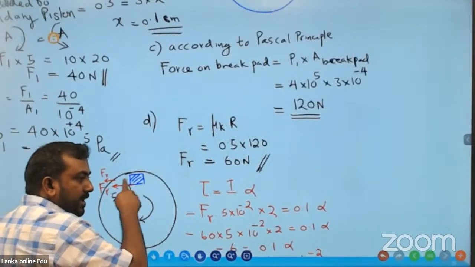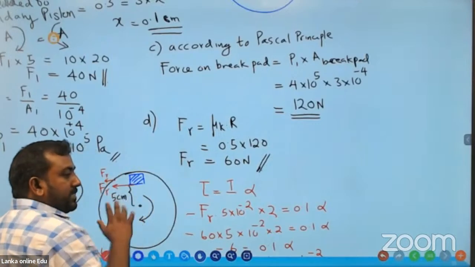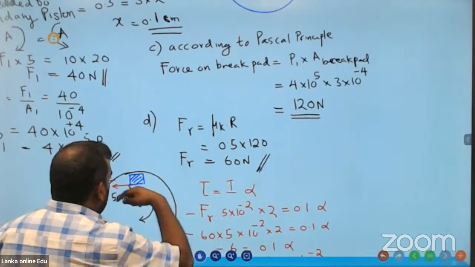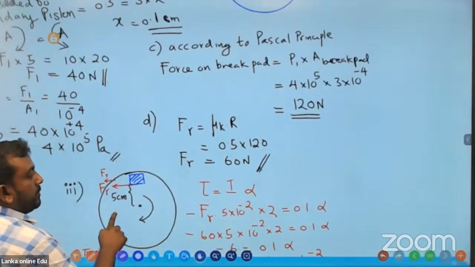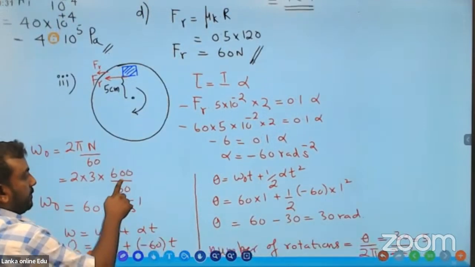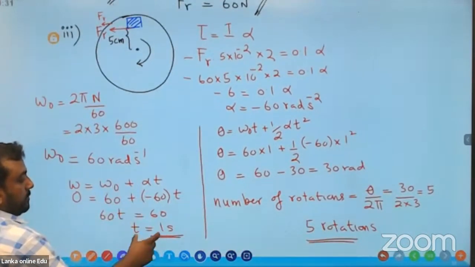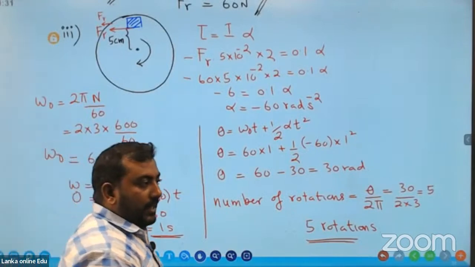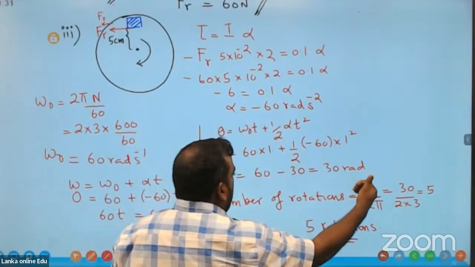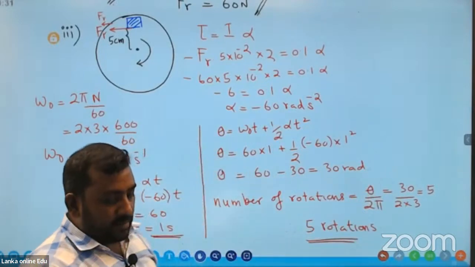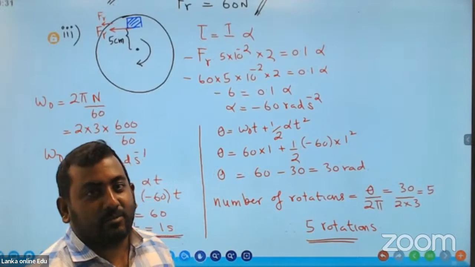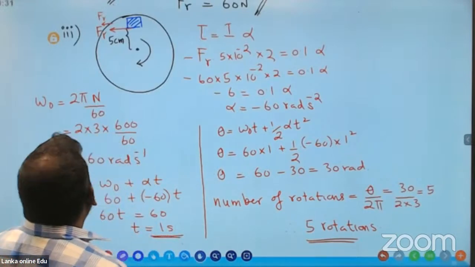So the wheel is rotating this way, creating frictional torque in the opposite direction. Friction into distance, both sides there, so multiplied by 2. From there, we can find alpha, minus 60 radians per second square. Substitute here, we can find the time. Once you find the time, they are asking the number of rotations taking place. Find theta, divided by 2 pi is the number of rotations. That's going to be 5 rotations taking place. You can see fluid motion connected to rotational.